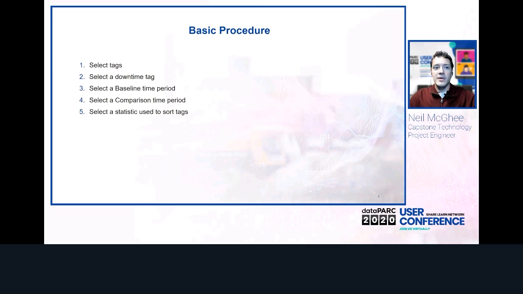You then choose another period of time as the comparison period, which is a second period where you know or suspect that the process is having problems. Finally, you choose one of the statistics that we have prepared by which to compare the two time periods. With that, I'll walk you through these steps.